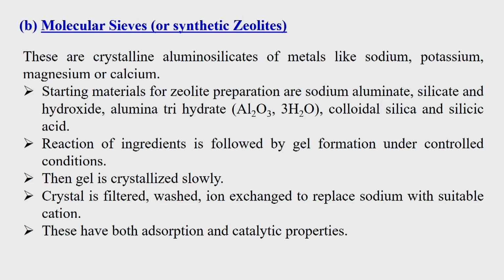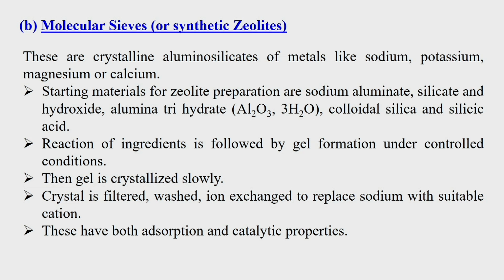Then the next one is the molecular sieve, or synthetic zeolite. That is also widely used. There are also two different types of synthetic zeolites. These are crystalline aluminosilicates of metals like sodium, potassium, magnesium and calcium. The starting materials for zeolite preparation are sodium aluminate, silicate and hydroxides or alumina trihydrate, Al2O3·3H2O, then colloidal silica and silicic acids.